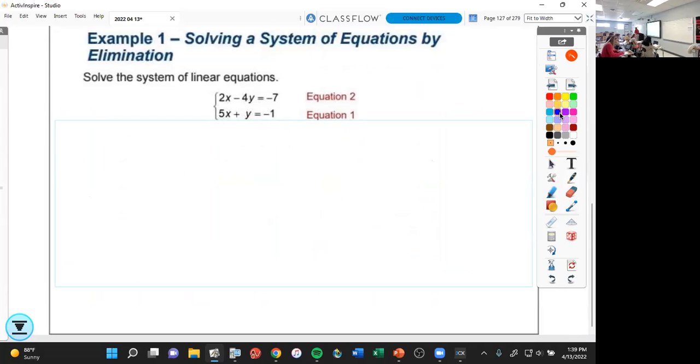Okay, two systems. If I combined them as it is, does anything go away? No. So we have to make a decision. We can get rid of x's or we can get rid of y's. Exactly right. In order to get rid of x's, we would actually have to multiply both equations by something. Okay. Whereas if we decided to get rid of y's, we only have to multiply one equation.